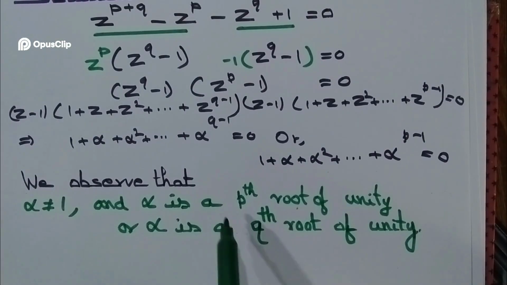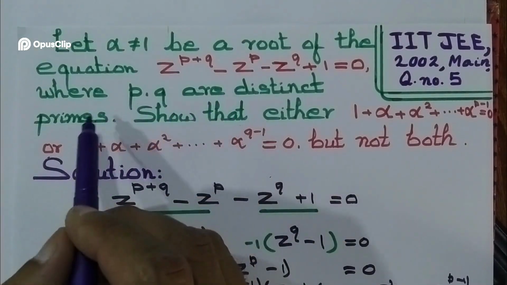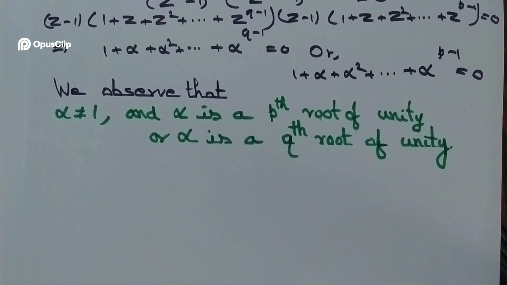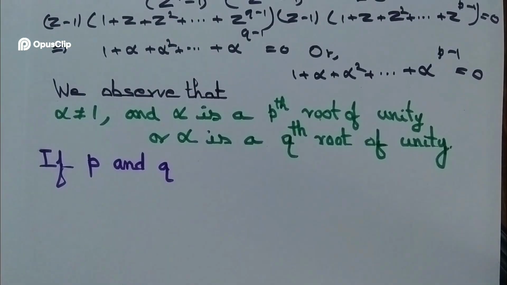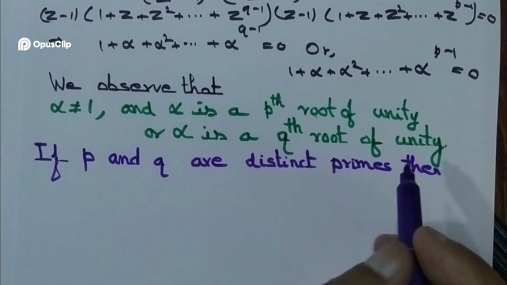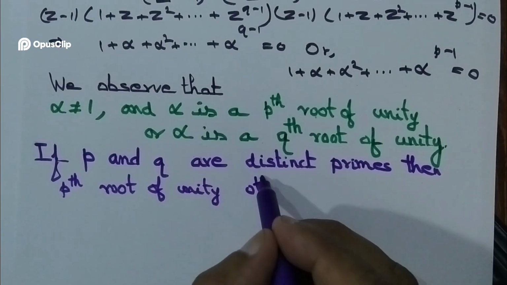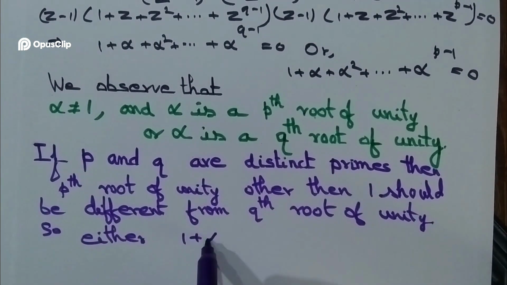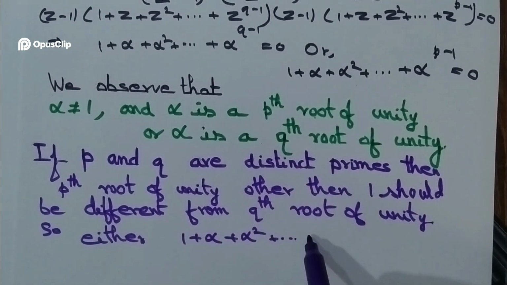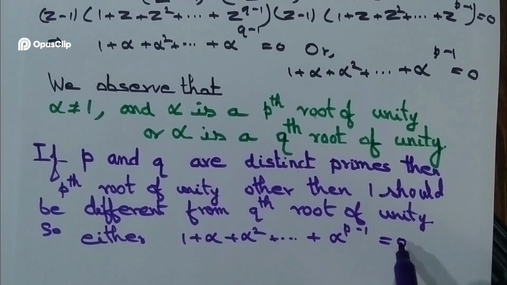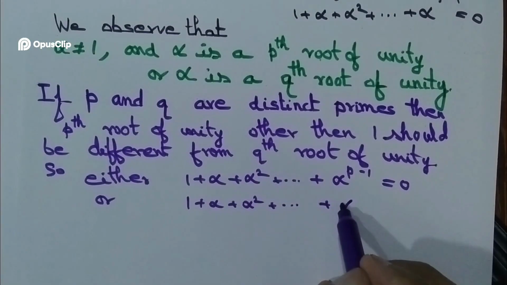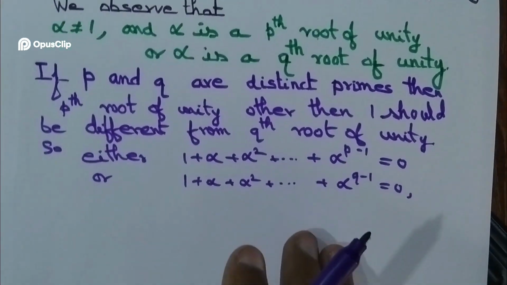Can it happen that alpha is both a pth and a qth root of unity? The answer is no. Now we use the statement that p and q are distinct primes. If p and q are different primes, the pth root of unity and qth root of unity should also be different. If p and q are distinct primes, then a pth root of unity other than 1 should be different from a qth root of unity. So either 1 plus alpha square plus dot dot dot plus alpha to the power p minus 1 equal to 0, or 1 plus alpha square plus dot dot dot plus alpha to the power q minus 1 equal to 0, but not both.